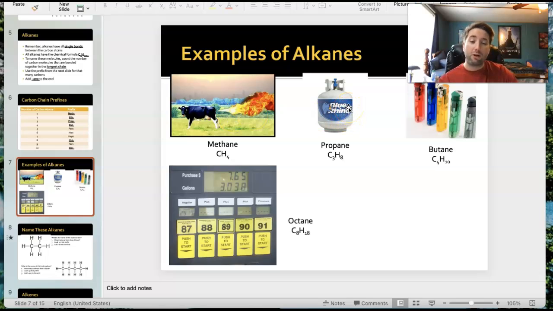If you have a propane grill at home, that's going to have the chemical formula here, C3H8. It's a liquid inside of here, but then when it comes out, it's a gas. Next one is called butane, and they have these little lighters, and those have butane in them. That's what they use to set on fire. And then octane, you're probably most familiar with because that's what cars run on.